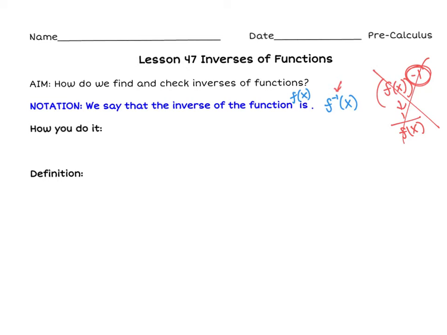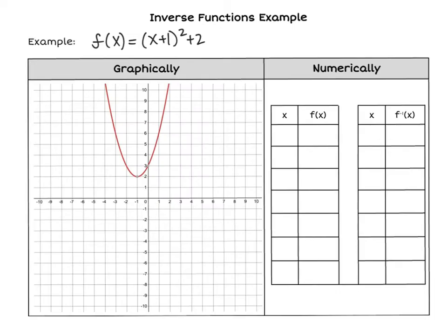Now, in plain English, how do we do this function? The best and easiest method of doing it is just by flipping or reversing the x and the y's of a function. And once you do that, you get the inverse of the original function. Now, before we do an official definition, let's look at an example. So we're given the function f of x equals (x plus 1) squared plus 2.